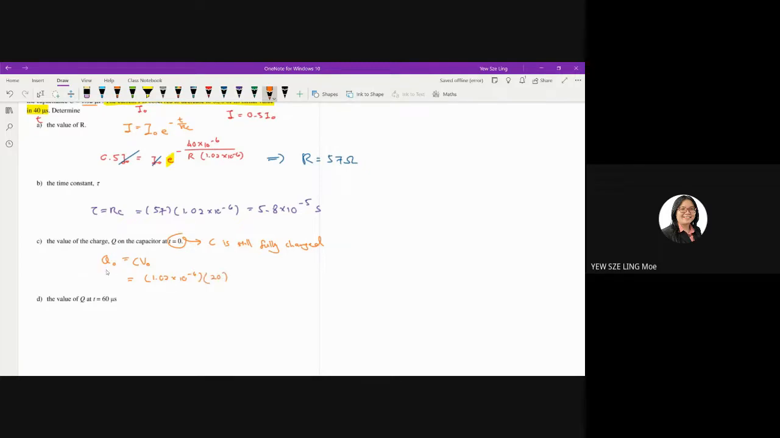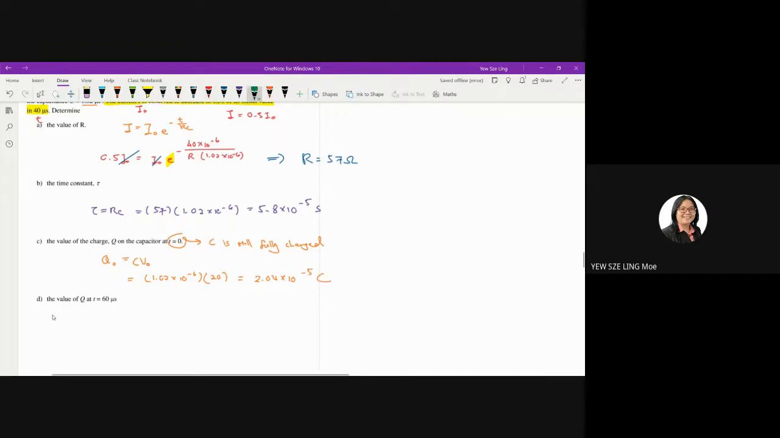When it is still fully charged, you use the potential difference when it is fully charged. If you want to calculate Q naught, you use V naught. If you want to calculate final Q, then you use final V. So this equals 2.04 times 10 to the power of negative 5 coulomb.